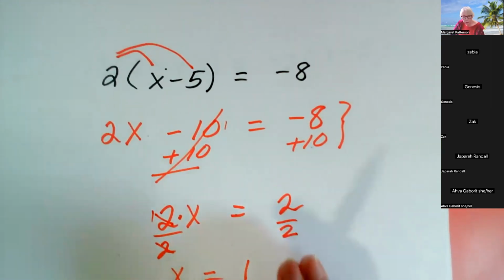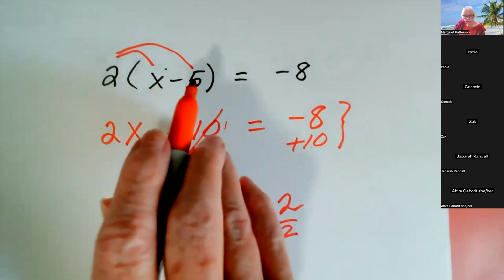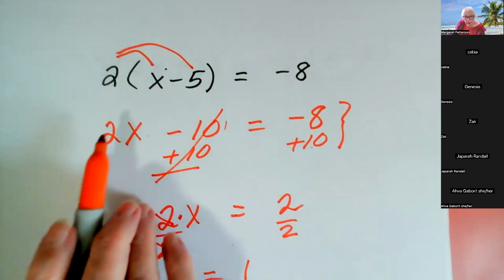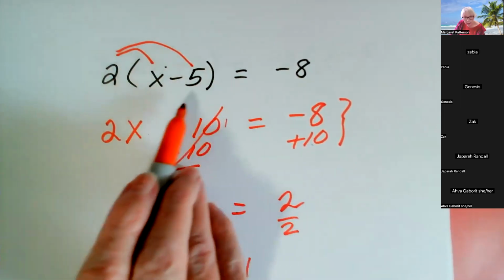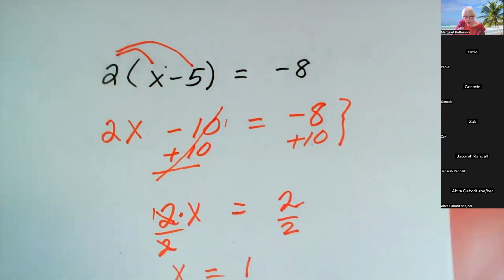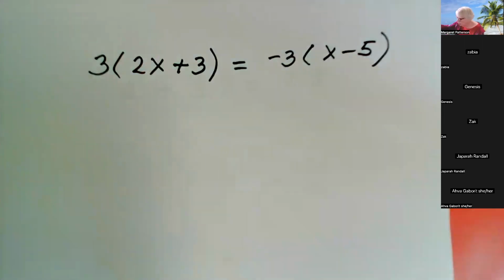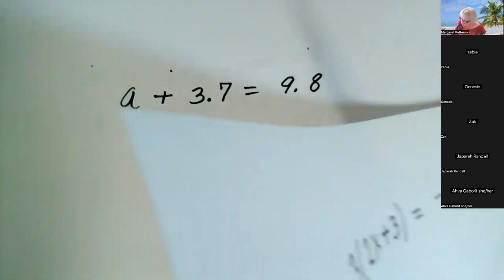Okay? So the very first thing we had to do was get rid of those parentheses so we could actually get at the x. The x was kind of lost inside. And so we have to distribute to get it out. And then we get rid of the single number first. Let me see how many more I've got.